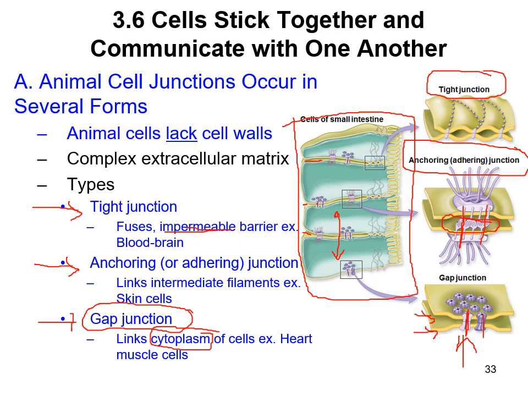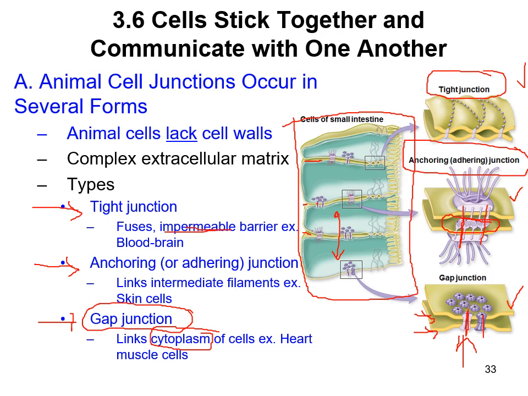So a tight junction is impermeable. You just kind of glue the cells together. They're not interacting otherwise. An anchoring junction is good for flexibility, and a gap junction is good for allowing cytoplasmic content inside the cell to go from one cell to the next.